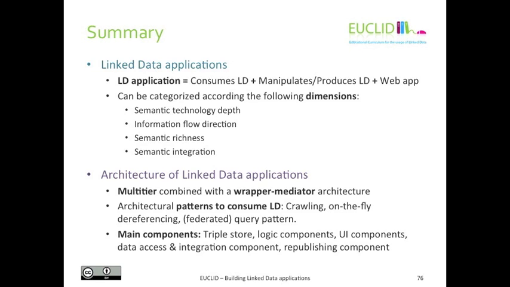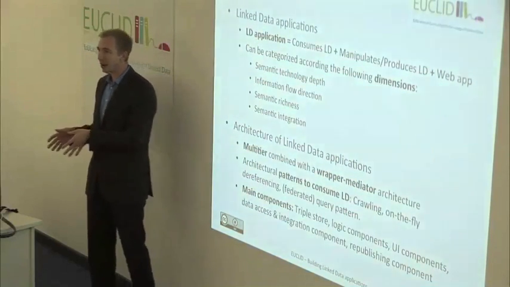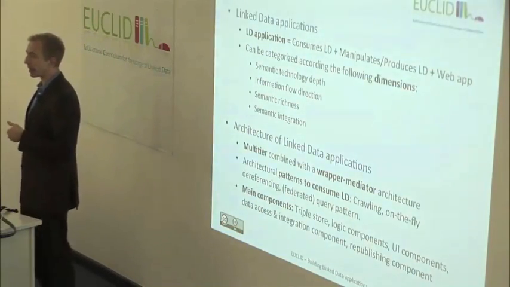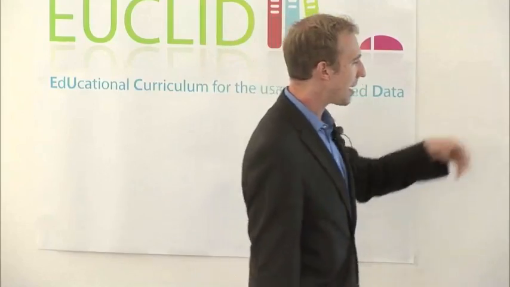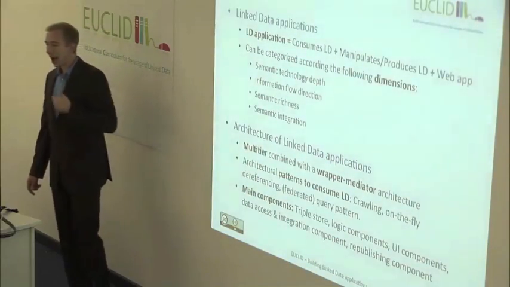Also, we can categorize them, classify them according to 4 important dimensions. There's the semantic technology depth. Applications can be intrinsic or extrinsic. There's information flow direction for extrinsic applications only, which says whether they're consuming and/or producing data. There's semantic richness, strong or shallow, and semantic integration, how much vocabulary is being reused from other sources.